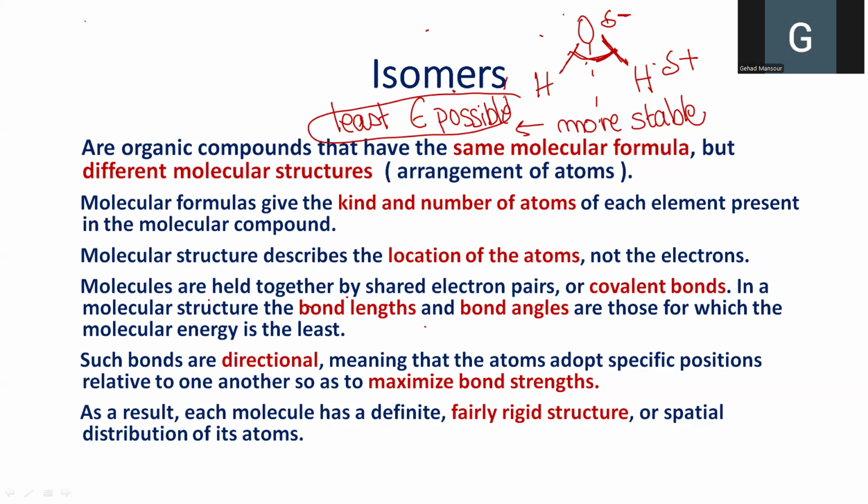Whenever we say that a certain bond is directional, as you can read here, this means that the atoms in the molecules adopt a specific position to maximize the bond strength, but at the same time to minimize bond energy. Okay?